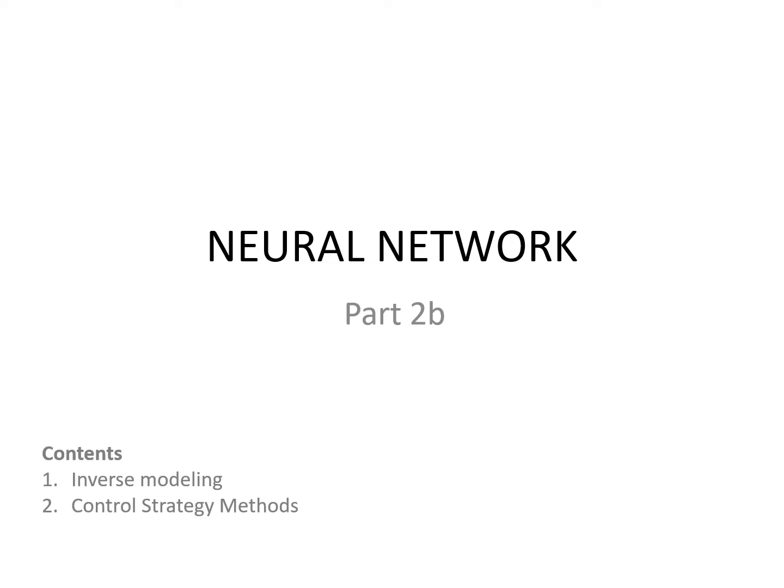Good afternoon to all. Now we will see the neural network part 2B, as we call it, on inverse modeling, where we'll be using it for the control strategies. If you've seen the previous slides on the steps for the forward modeling, the inverse modeling is more or less the same steps you have to follow. Seven basic steps. The only issue is the input and output pattern will be different in this case.